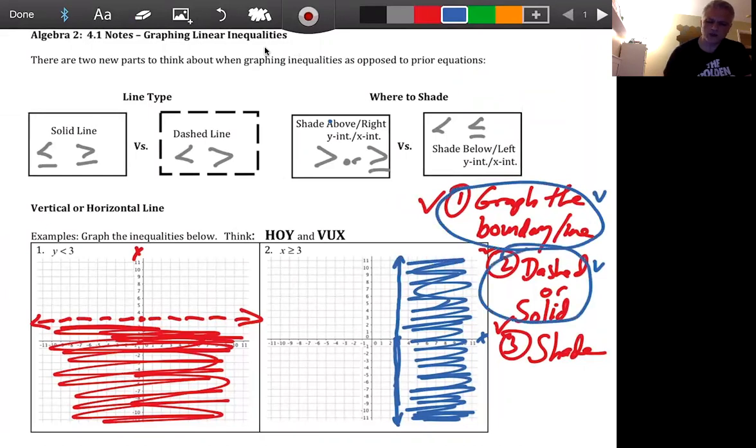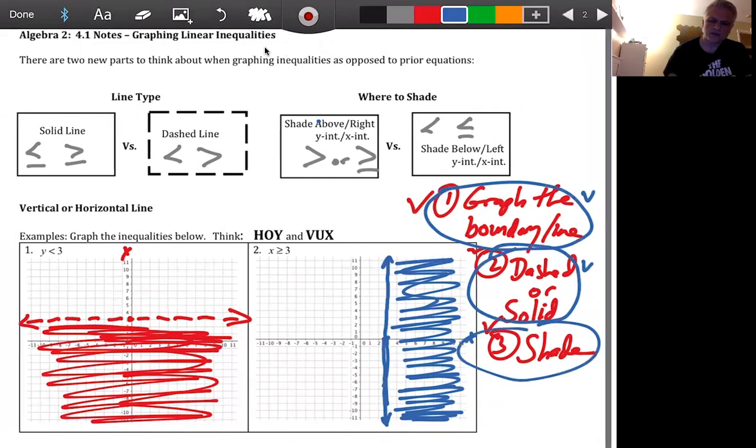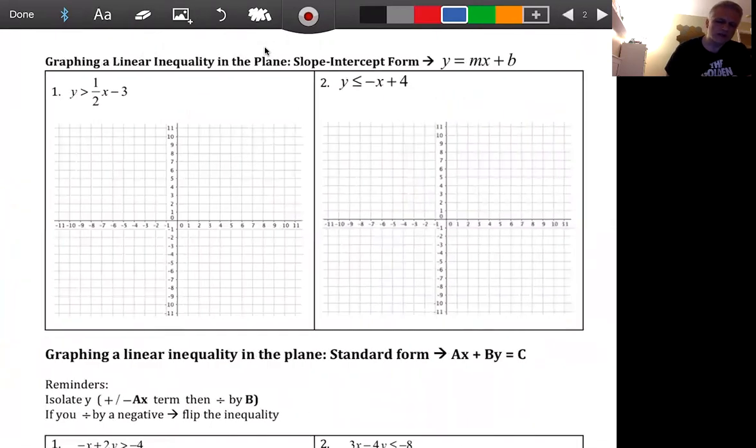Is it dashed or solid? And then we shade it. Okay, so this time the boundary line, again, we're going to pretend that this is like an equal sign. The boundary line is the line y equals 1/2 x minus 3. That is our boundary line.